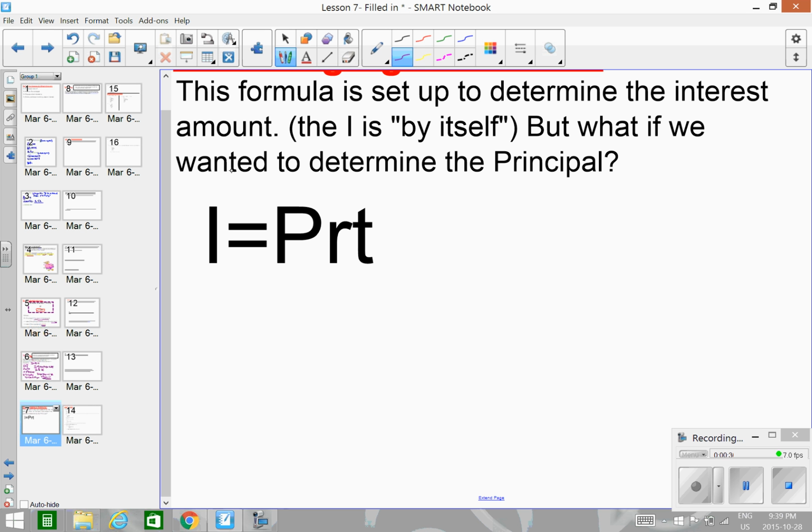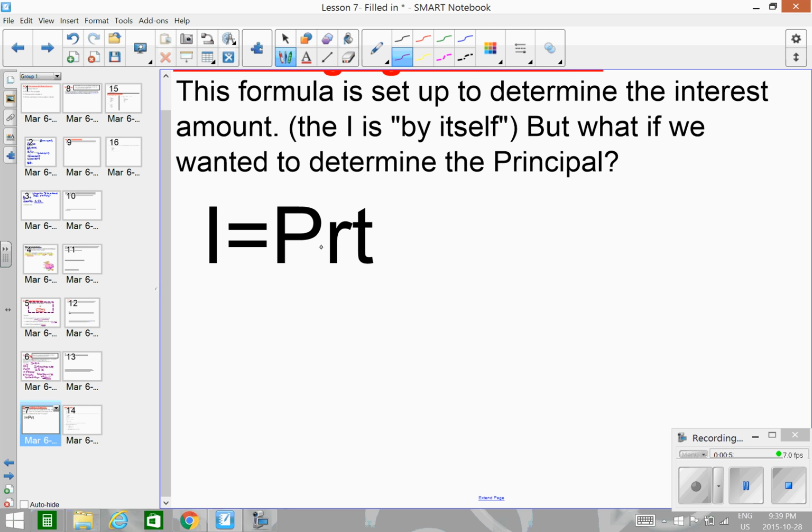So this formula right here, it's set up with I by itself. See how it has nothing else on that side of the equal sign? So that means this formula is set up to find I. But let's rearrange it. Let's alter it so it's set up with P by itself, so we can solve the principal.